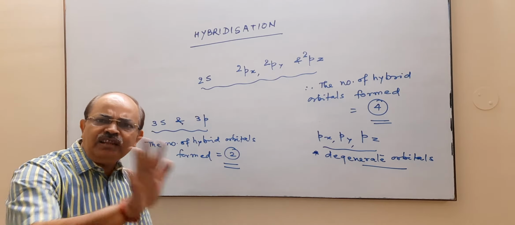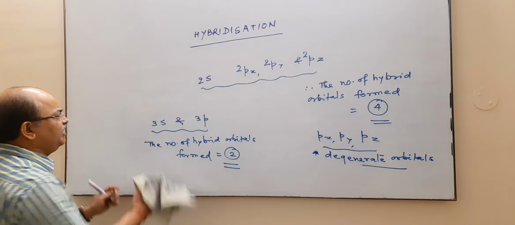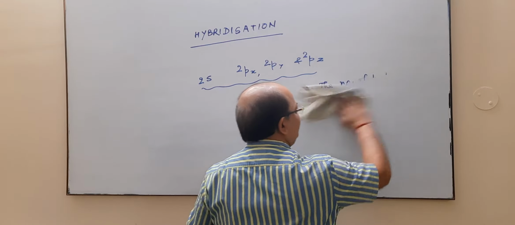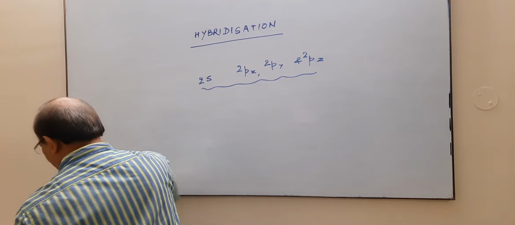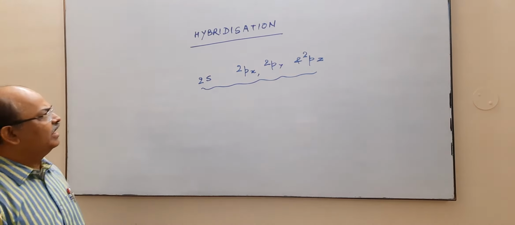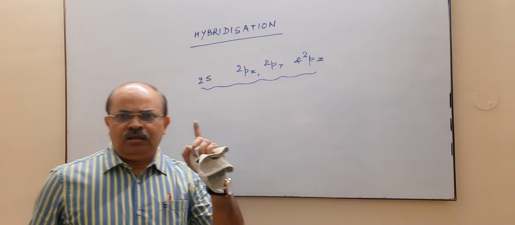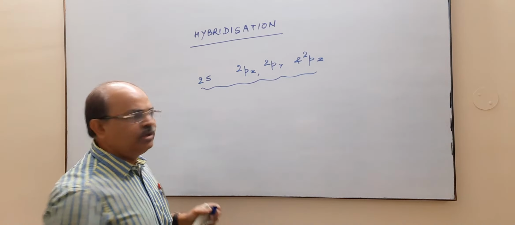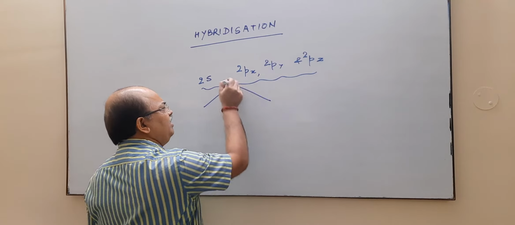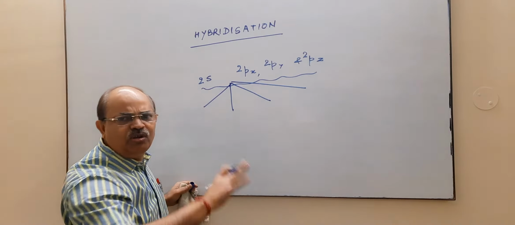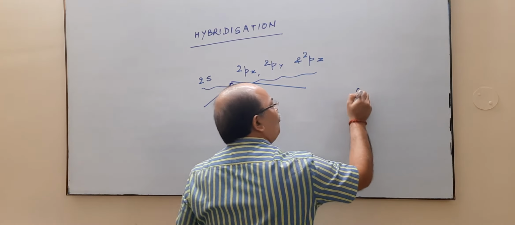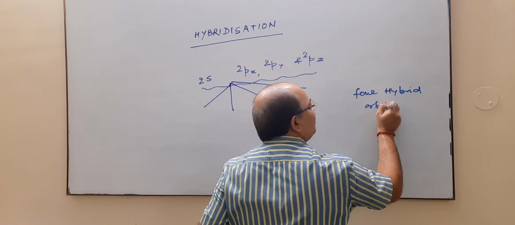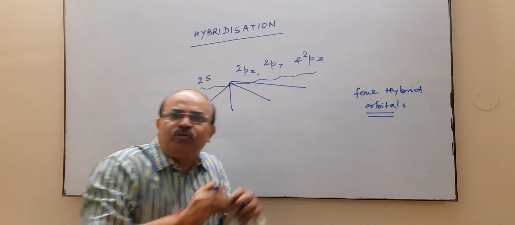Now another question, or you can say another salient feature: if I say in this case it will form 4 hybrid orbitals, it will form 4 hybrid orbitals. Now what will be the name of these 4 hybrid orbitals?